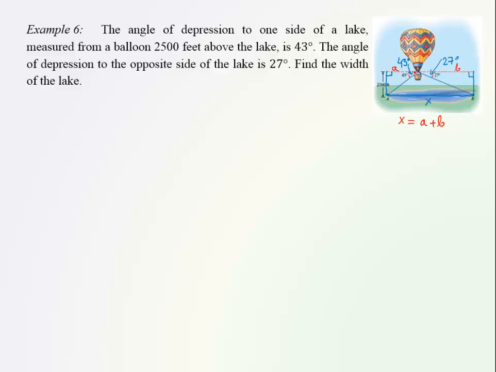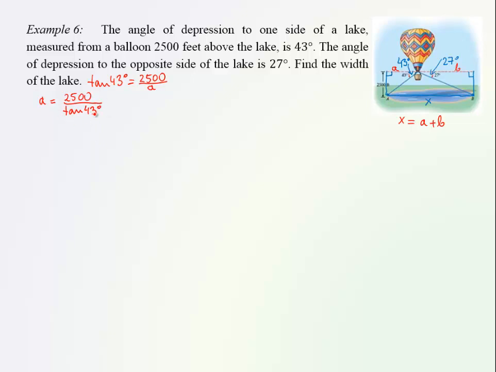Using the first triangle, if I want to set up the trigonometric equation that involves angle 43, side A, and the given side 2500, then we have to use opposite over adjacent, which is tangent. So let's write down tangent 43 degrees equals 2500 over A. From here we can calculate A. A goes up and tangent goes down. So it's 2500 over tangent 43 degrees.